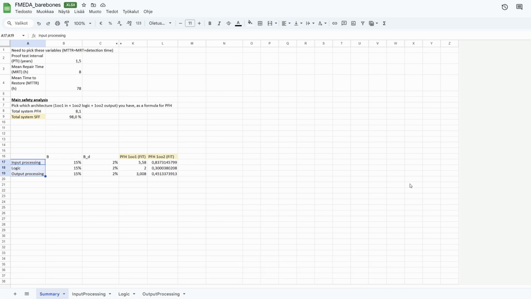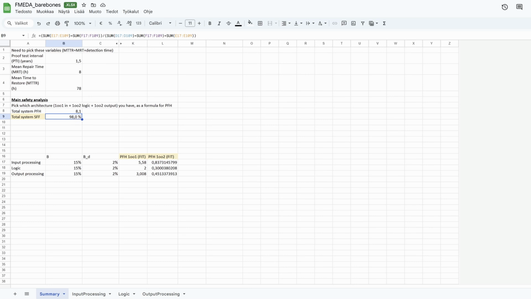With that PFH, we can calculate the total system PFH by summing together over the architecture that we have. For example, I have chosen to have no redundancy for my input processing and logic, which means they are a 1 out of 1 system. For my output processing, however, I have chosen to have 1 out of 2 redundancies. We can then sum these numbers up to gain the system PFH.